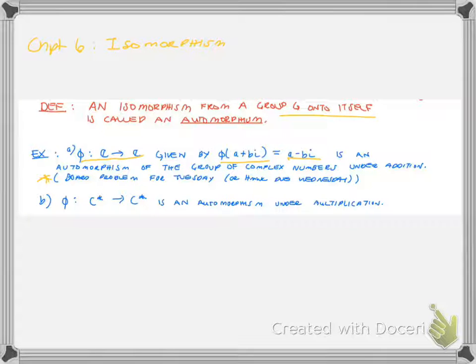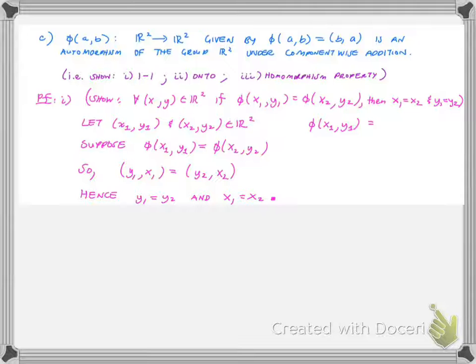And then phi from C star to C star is an automorphism under multiplication. Okay, C star, as we know, represents all the complex numbers except for 0. All right, so phi of (a, b), going from R2 to R2, right? So we're looking at an ordered pair here, given by phi of (a, b) equals (b, a), right? So we just flip those two entries, is an automorphism of the group R2 under component-wise addition.